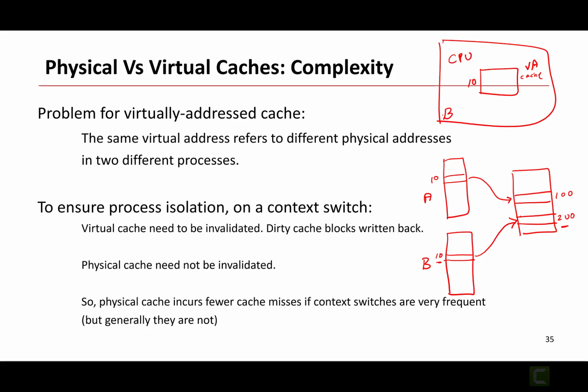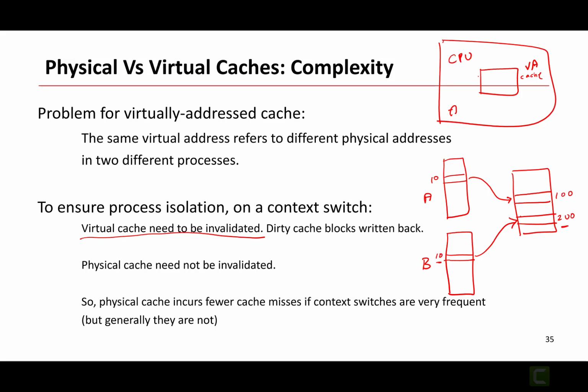Okay, so what's the solution? Well, we've got to ensure process isolation. That's not a choice we have. So the only solution then is to say when A was running, it can use the cache as much as it wants, but when the operating system context switches the process out, the virtual cache needs to be invalidated. What does that mean? It means I want to go and mark all the blocks as invalid.